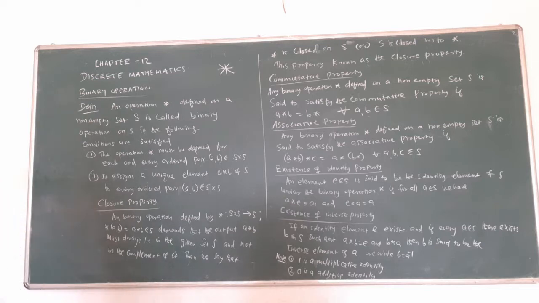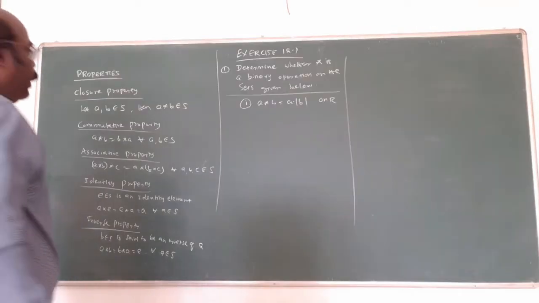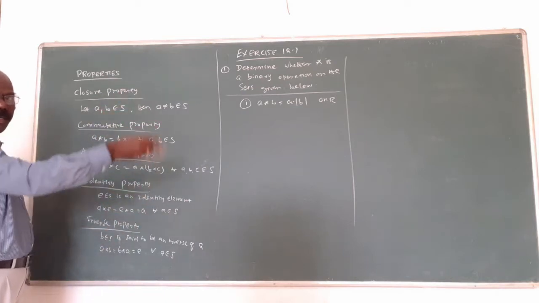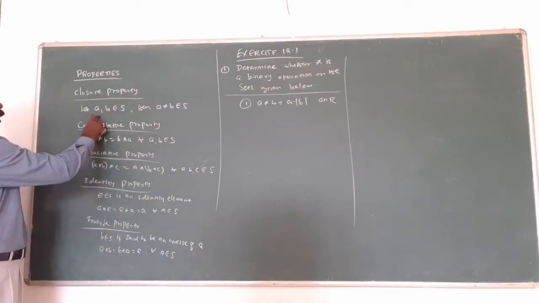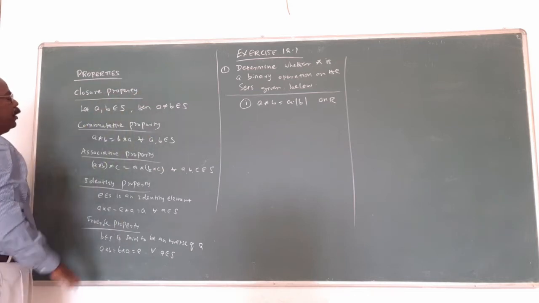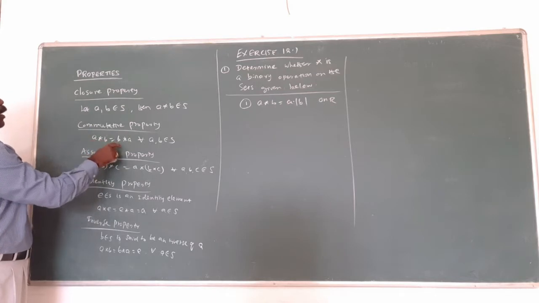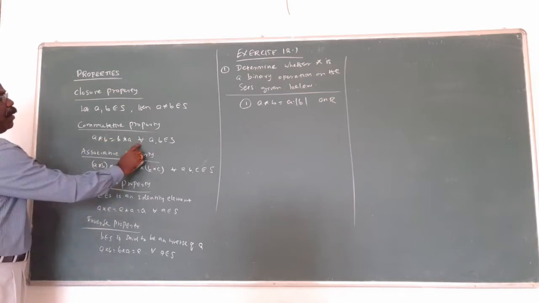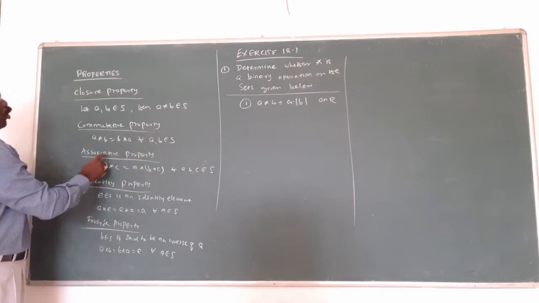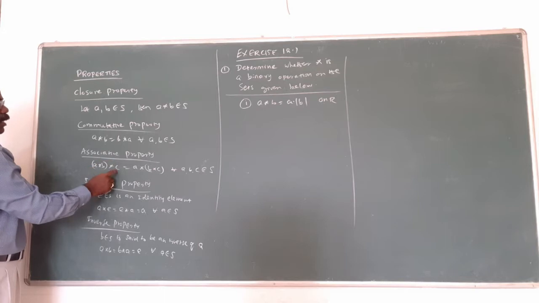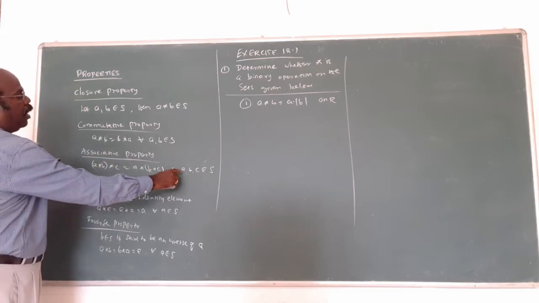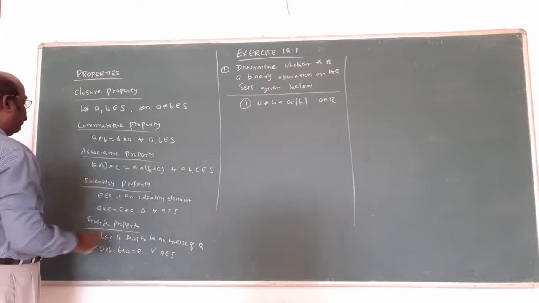After I use this idea, I will do the problems one by one. Listen here. This is the property I wrote previously, in short form. A, B belongs to S means A star B also belongs to S. This is called closure property. A star B equals B star A means this is the commutative property, for all A, B belonging to S. Associative property has three elements: A star B star C equals A star B star C, for all A, B, C belonging to S.